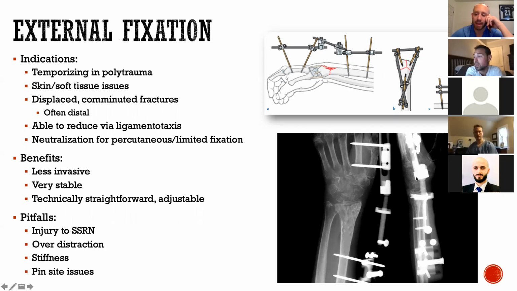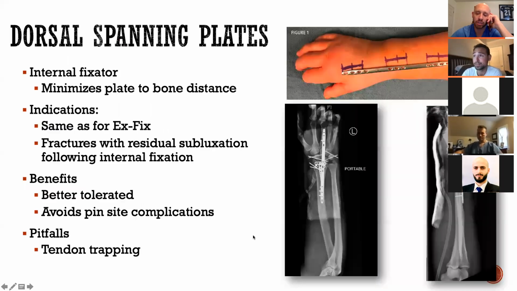But the pitfalls are that by making these small incisions and putting trocars and drills and pins into the bone, you can injure the structures in that area. And most commonly, that's the sensory branch of the radial nerve, which is usually injured about at the wrist. And that can obviously cause a lot of numbness over the dorsum of the hand. Another thing is that by locking them up, you can make them very stiff. And by having pins that connect from the outside to the inside, you can have infections.